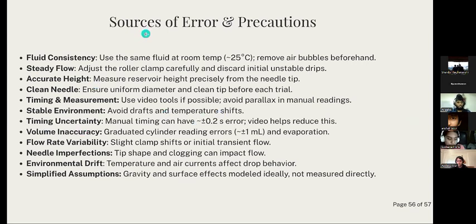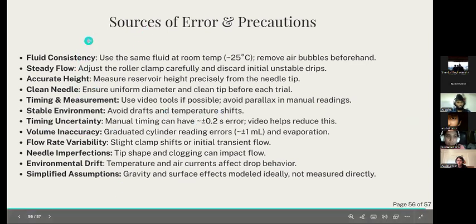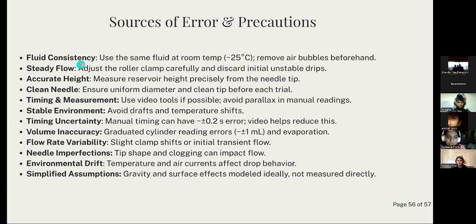These are some sources of error and precautions. We could ensure that the fluid is consistent, we have a steady flow, the height is accurate, the needle is clean, the environment is stable, the timing and the measurement are consistent, the volume is accurate, the flow rate is not variable, and the needle is perfect as well.